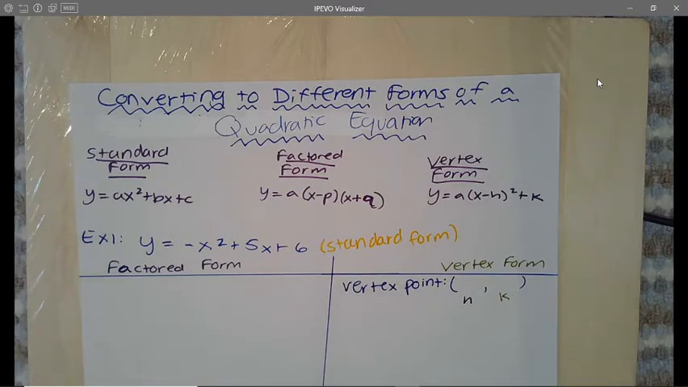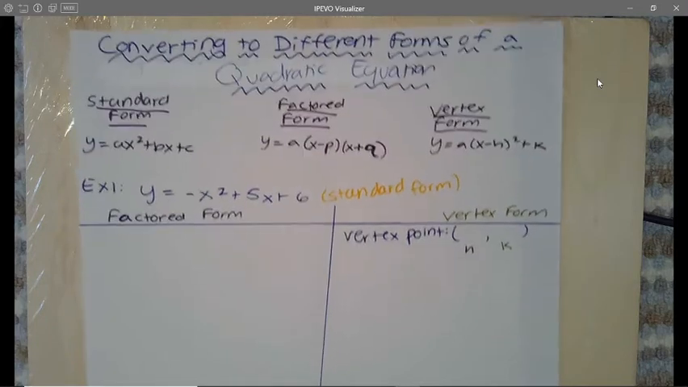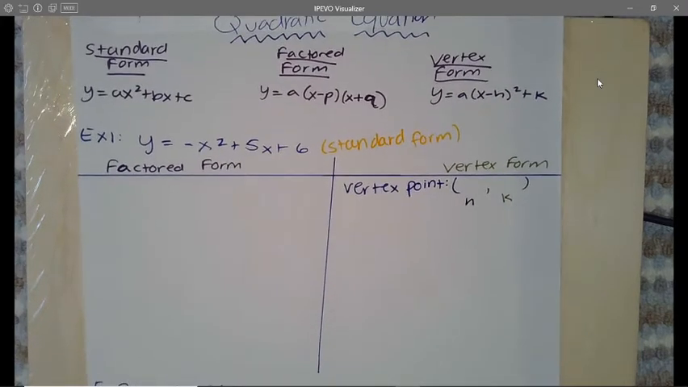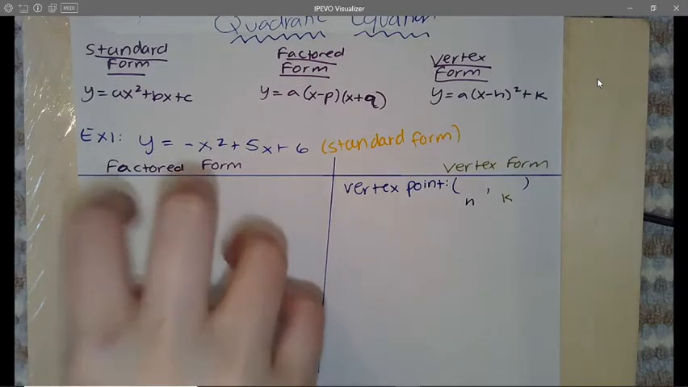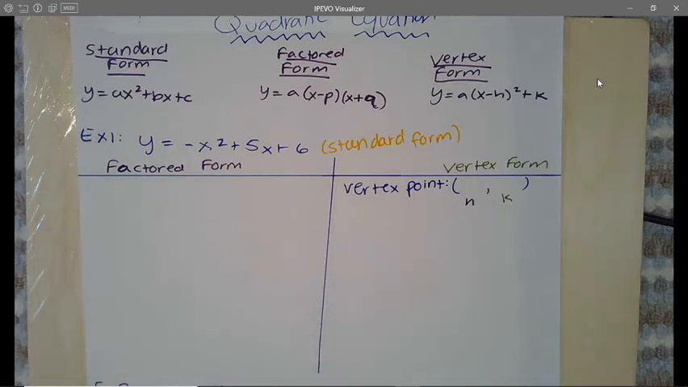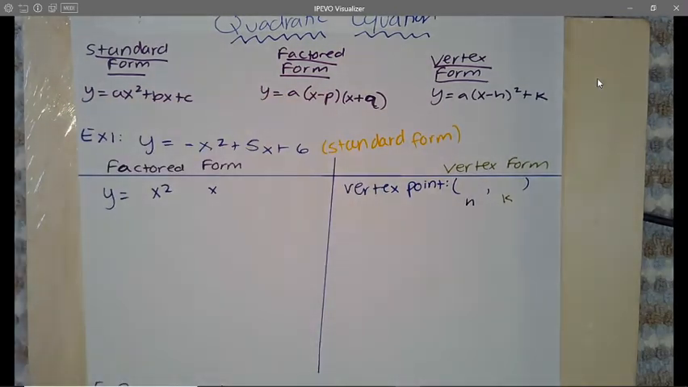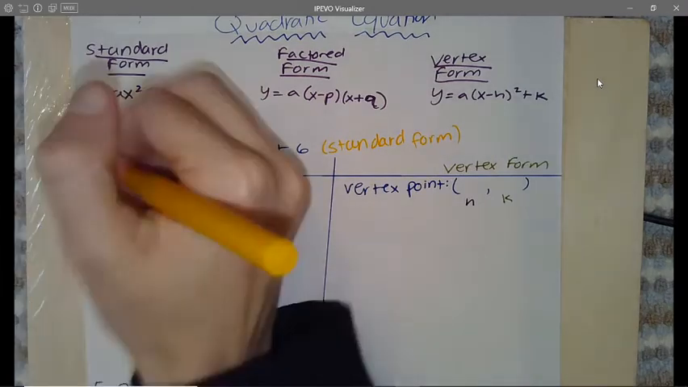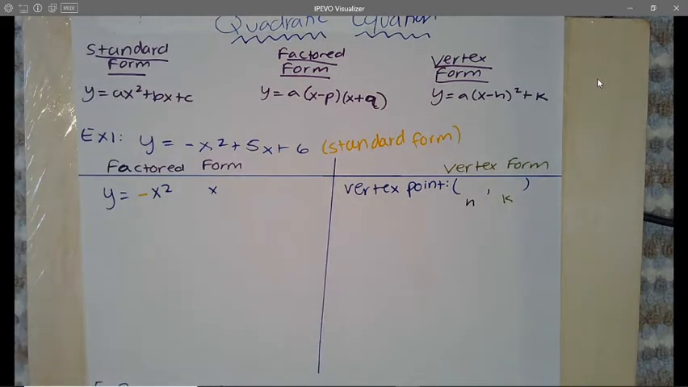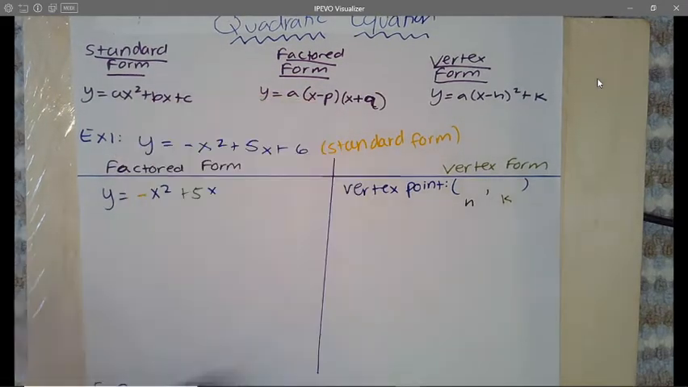Now, it really doesn't matter when you start from standard form. It doesn't matter which form you decide to tackle first. Okay, so you could do either factored form or vertex form. It doesn't matter. Now, some of the other forms, when you start from factored form and vertex form, it will matter which one you start with first, but we'll talk about that when we get there. Okay, so I'm just going to rewrite this equation real quickly. Alright, so we have negative x squared, and then we have plus 5x, and then we have plus 6.